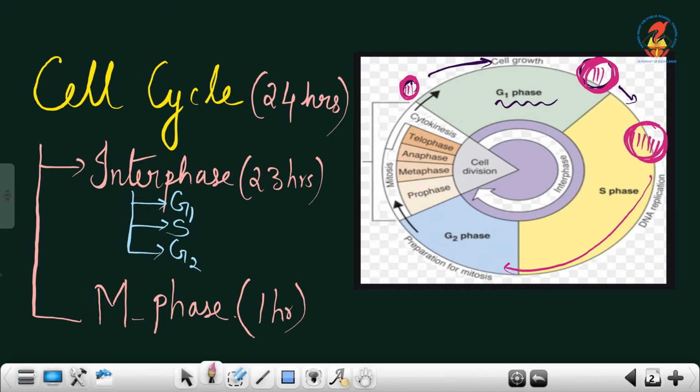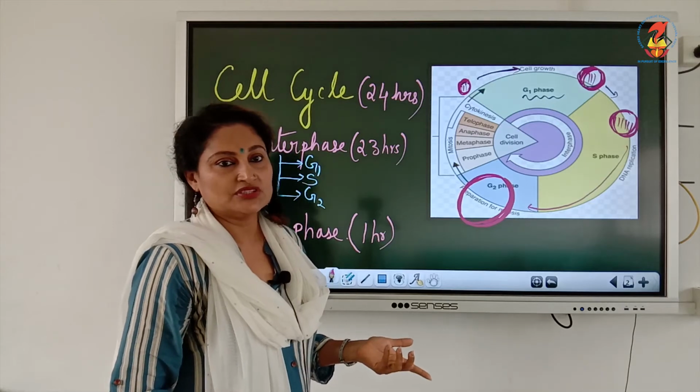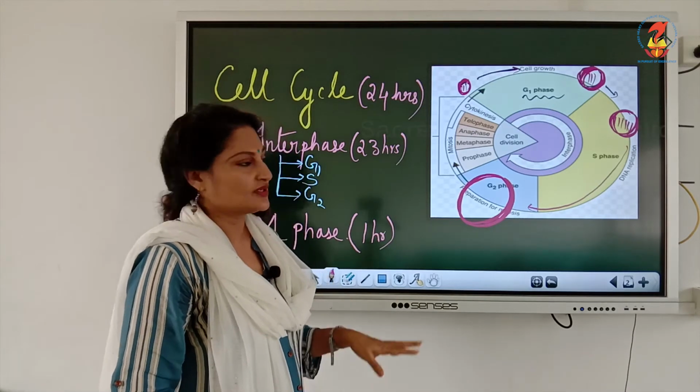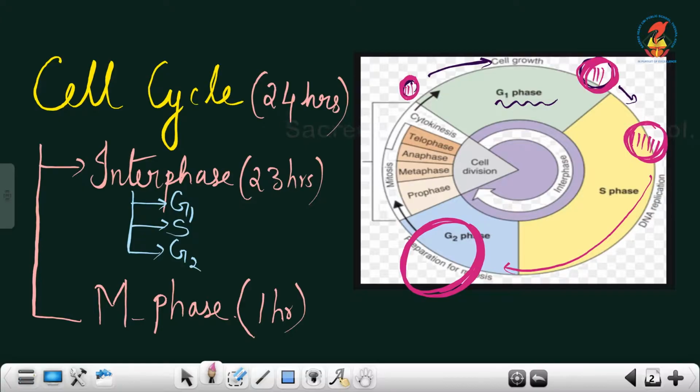Here again the cell grows bigger. Remember, G actually indicates gap, but here you can remember what happens in G: growth. G for growth. The cell grows and continues with the chromosome number. What was the chromosome number? 1, 2, 3, 4, 5, 6. The chromosomes are 6. Clear?